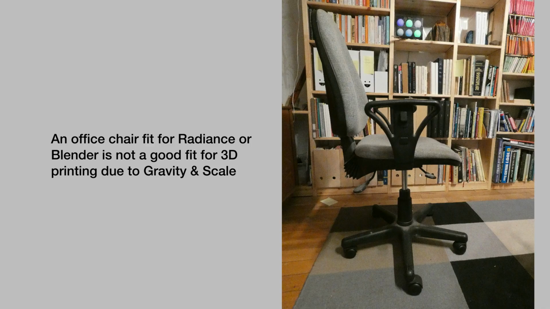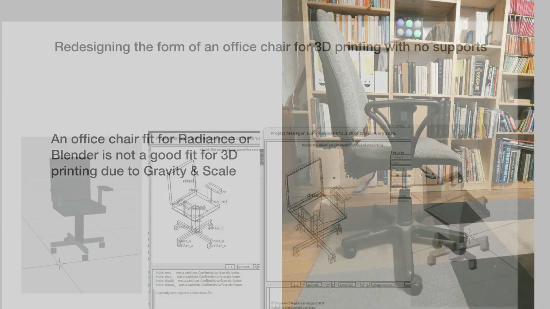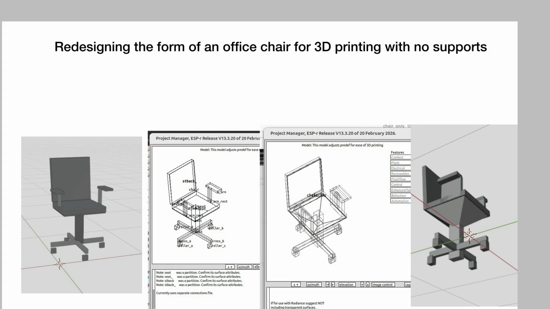Let's redesign the office chair to be printable. First, we need to increase the size of the casters and the cross-section members and the seat post. We need a transition between the seat post and the seat so that it gets rid of the overhang risk.